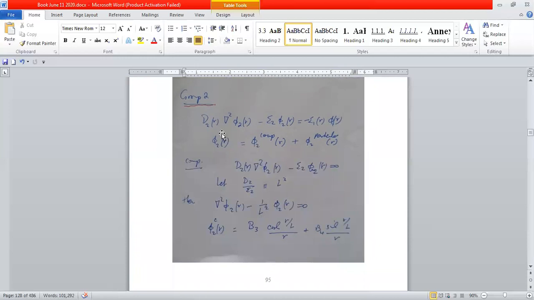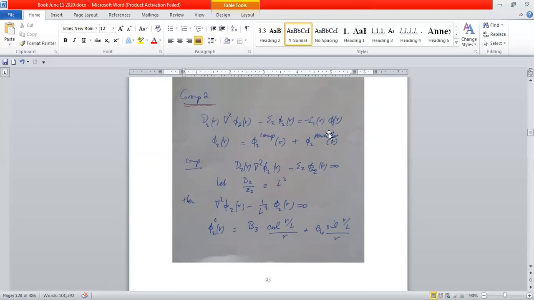Now, the group two equations, you can see D2R del square phi 2 minus sigma 2 phi 2 is minus sigma 1 R phi 1 R. This is different from the previous one because it's got a right-hand side over here. So what we're going to do is, first, put the right-hand side equal to 0. You've studied that in calculus, in differential equations. And so the solution phi 2r is going to be a sum of the complementary plus the particular part of the solution.